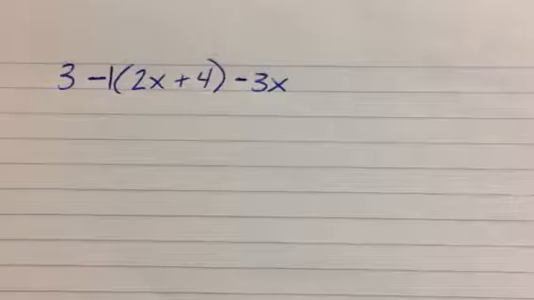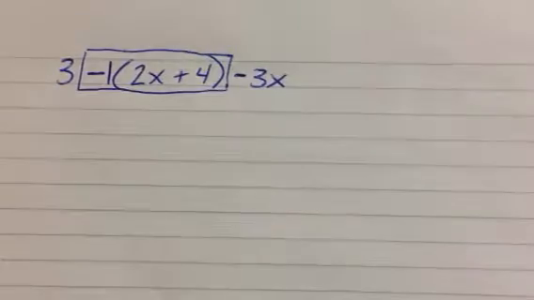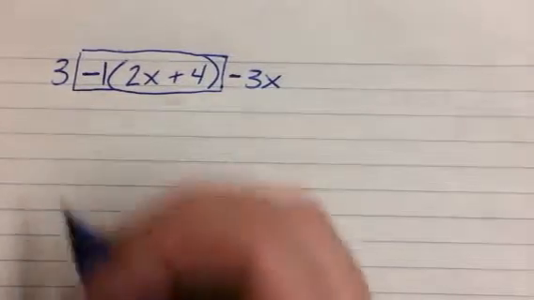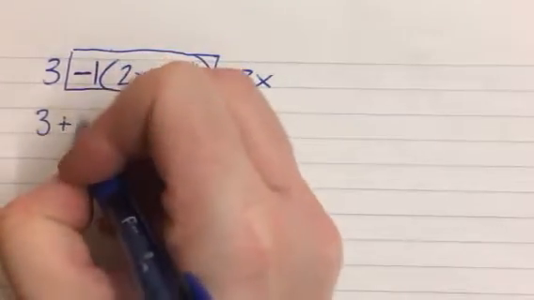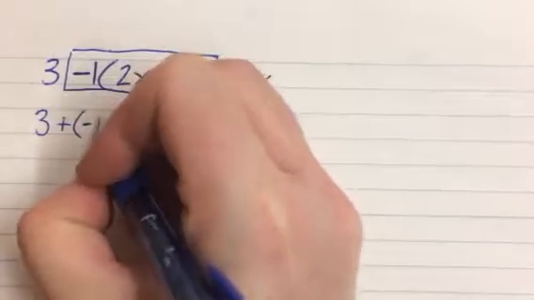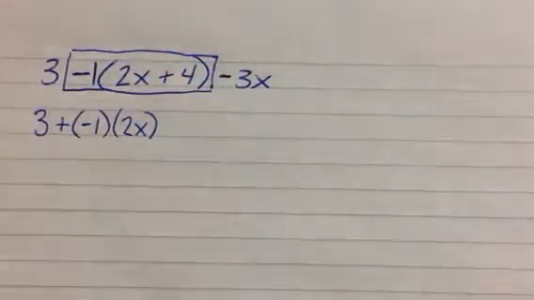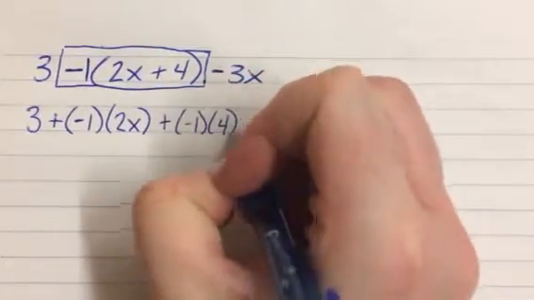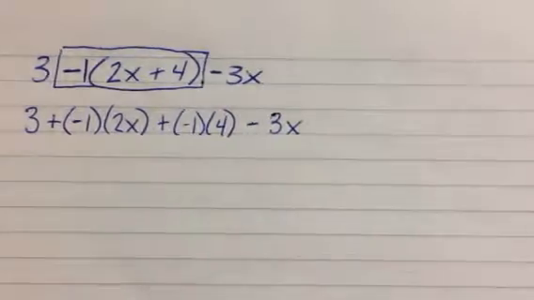don't usually write. So you can put that in there, and then I'm going to box in the -1 with the section where I'm actually distributing it. And everything else that's not in that rectangle, I just drop it down. So I'm going to drop down my 3, I'm going to write plus, and I'm going to include my negative inside the parentheses when I distribute. So -1 times 2x plus -1 times 4, and then I just drop down my minus 3x.